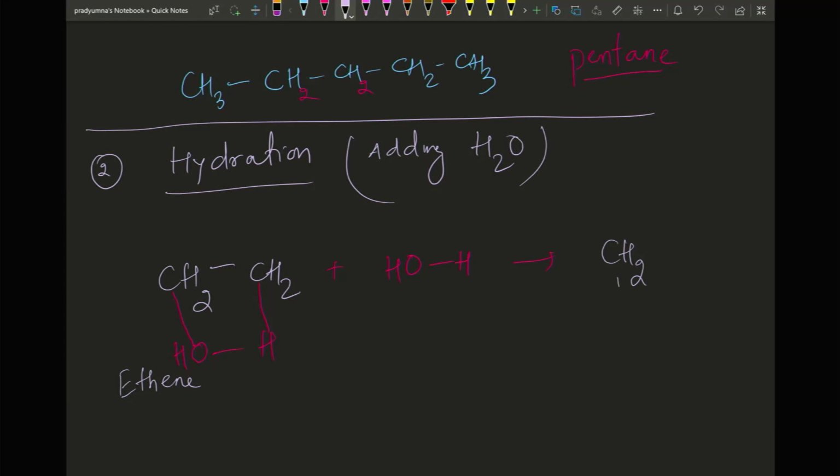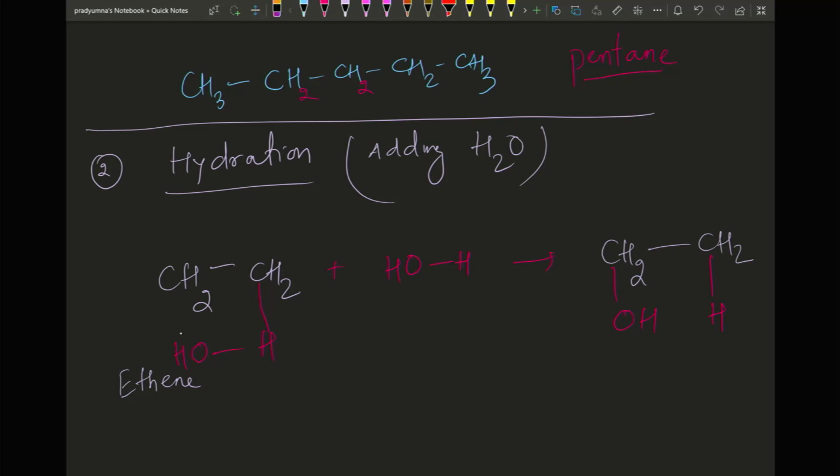CH2, CH2, and OH. Okay, let's not worry about the name. This is a different class of compound which we will study in the next chapter. Let's not worry about the name, but this is what's going to happen.